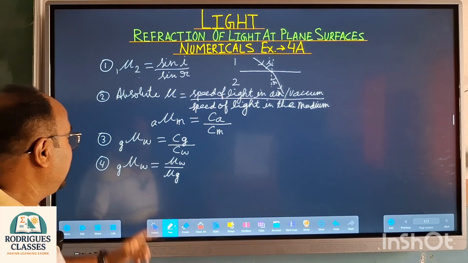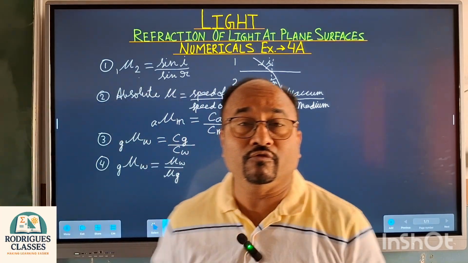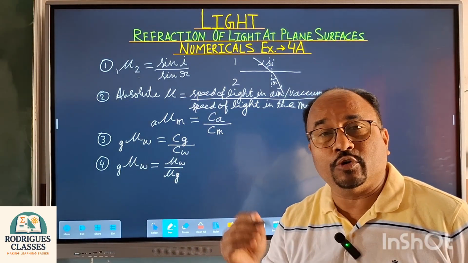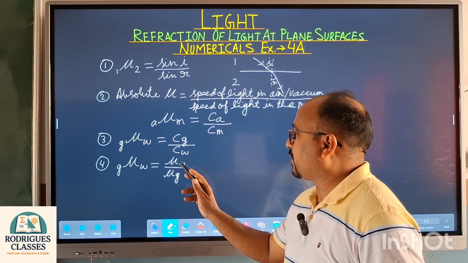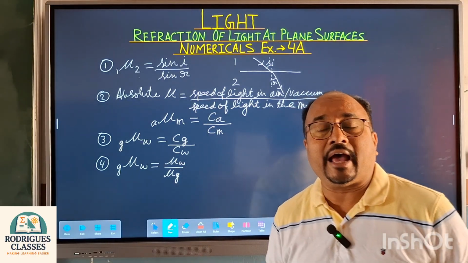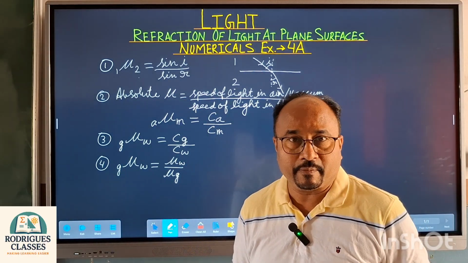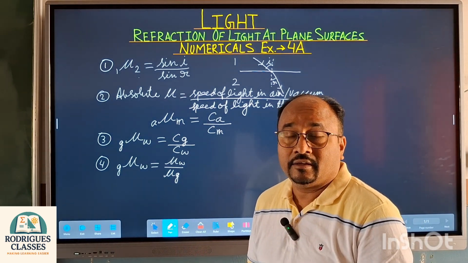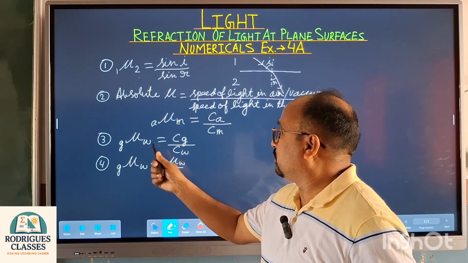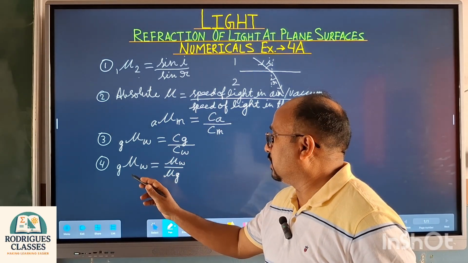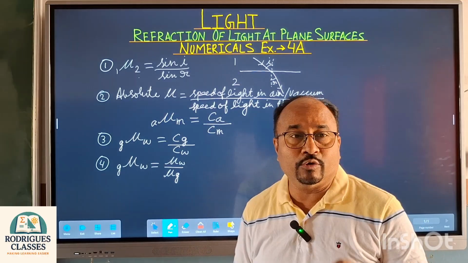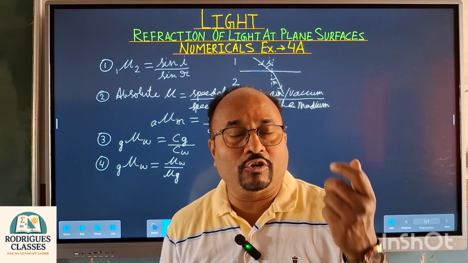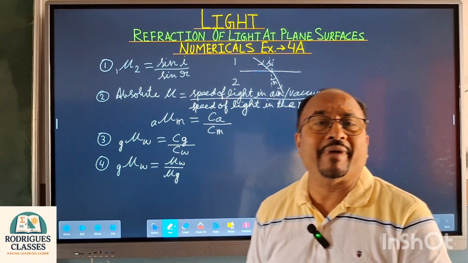So again I repeat, if I have to find the refractive index of water with respect to glass in terms of absolute refractive index, then the absolute refractive index of water divided by the absolute refractive index of glass will come. I hope you are taking note of how the formulas are there. In these, it was always the first medium coming in the numerator part, but here the first medium comes in the denominator part.